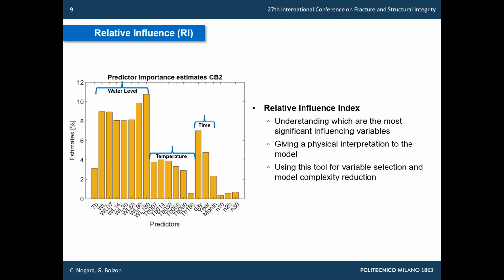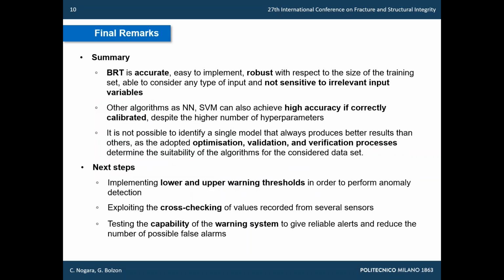The most interesting point of this analysis is the interpretation of the model. From the model, we can compute a relative influence index that helps us to understand which variables are the most significant on the displacement of CB2 in this case. For example, we can see from the graph that the variables related to hydrostatic load are more important than those related to temperature or time.